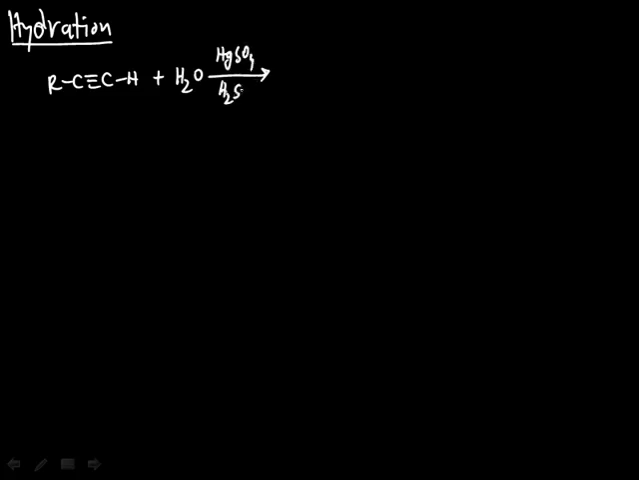Initial stages in the hydration of alkynes proceed very similarly to the hydration of alkenes. So if we treat an alkyne, in this case a terminal alkyne, with water, in the presence of mercury salts and sulfuric acid, we will get a product which looks very similar to the product of addition of water onto alkenes.